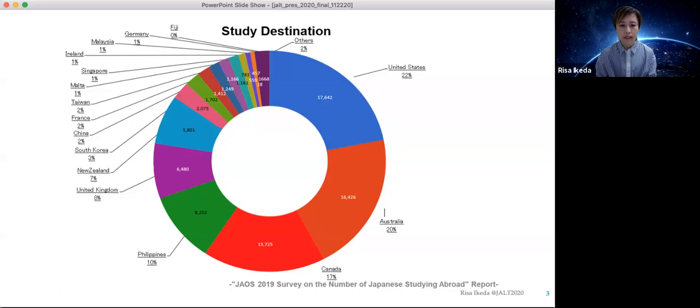So as you can see, the United States, Australia, and Canada are still dominant as study abroad destinations, but you can also see places like the Philippines and other Asian or European countries popping up here that are not necessarily the so-called native English-speaking world. And my study actually was in the Philippines, so I like to kind of focus more on different kinds of contexts for study abroad.